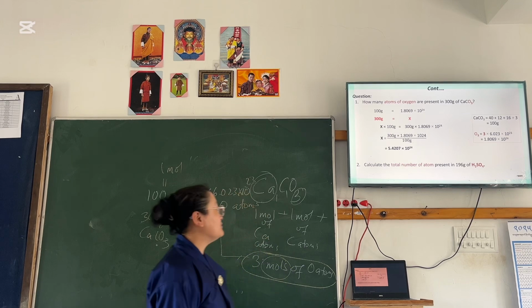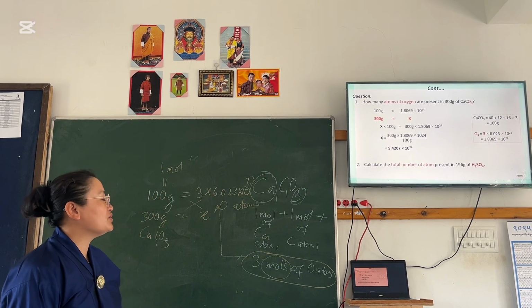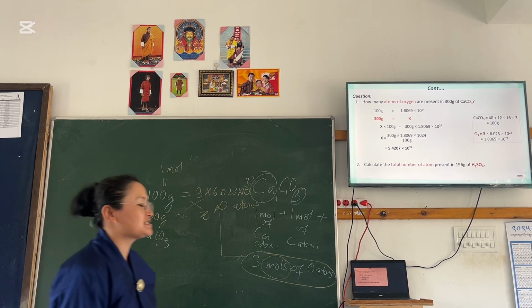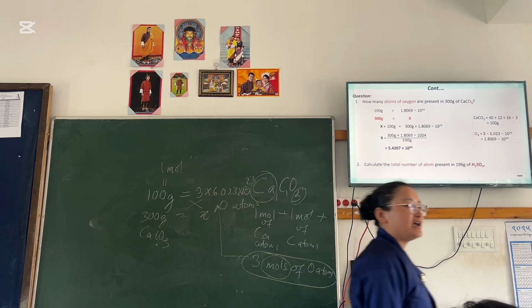This is your task now. Calculate the total number of atoms present in 196 grams of sulfuric acid, H2SO4.